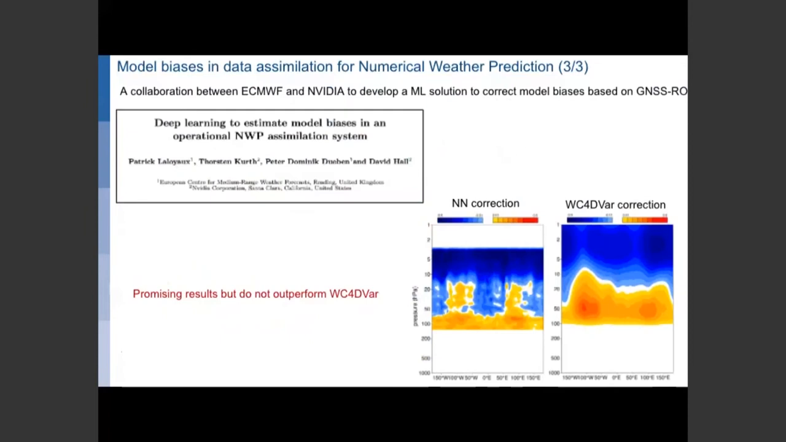So yes, we are very happy with weak constraint 4DVAR, but as you probably know, people started to look at machine learning solutions as well. We started a collaboration with NVIDIA to see whether a machine learning solution could also correct for model biases. I don't have the time to talk about all the details. This paper was accepted 2 days ago, so you can probably find it somewhere. And the results are promising with the machine learning solution, although at the minute, it doesn't outperform weak constraint 4DVAR.